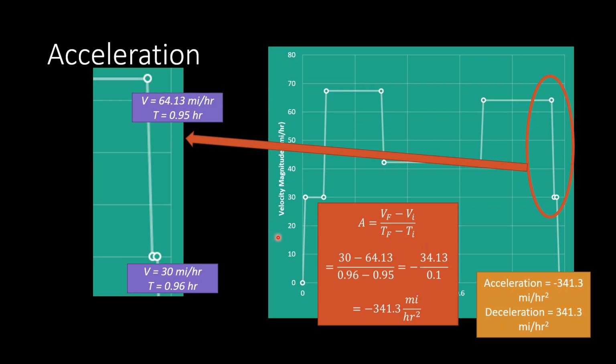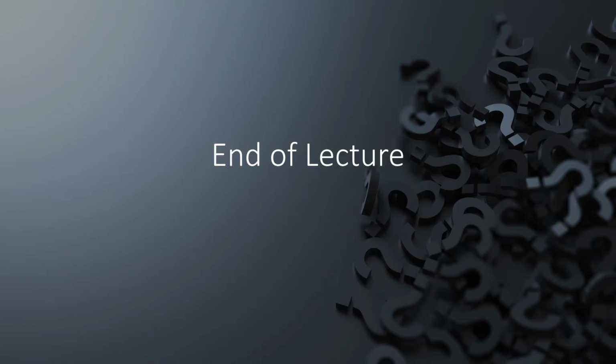And you're using the velocity time graph to calculate these, but you're only calculating it for where there's an actual change. If you were to try to calculate what the acceleration is for this leg of the journey right here, where the speed does not change, you will get an acceleration of 0 miles per hour squared. And that's the end of the lecture.